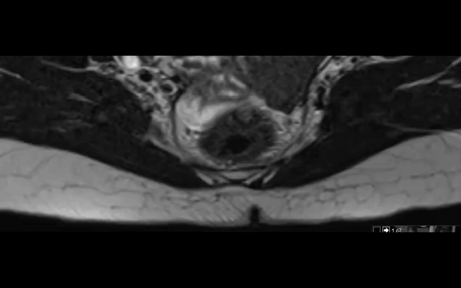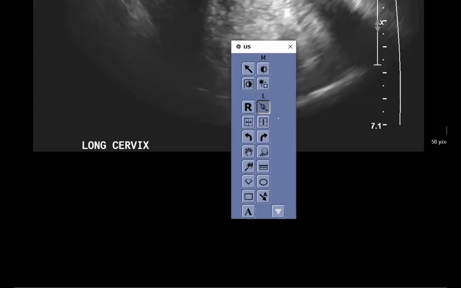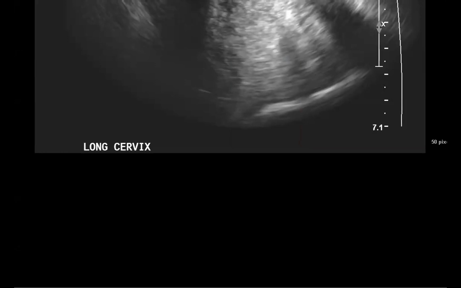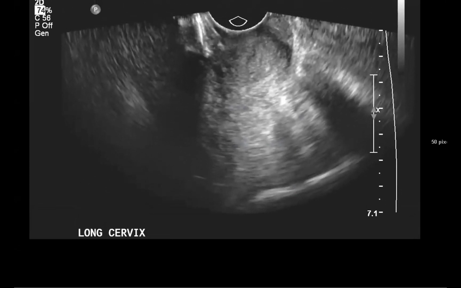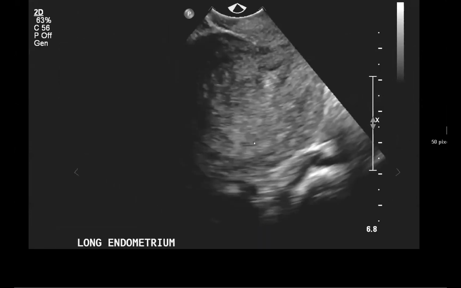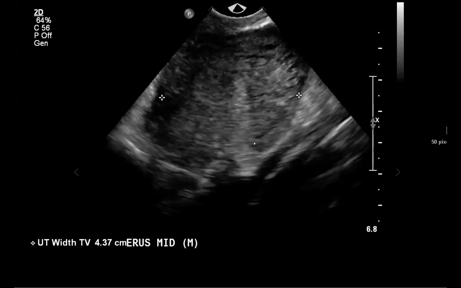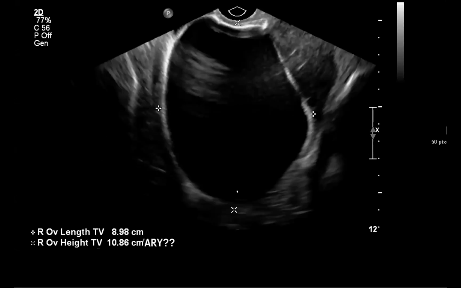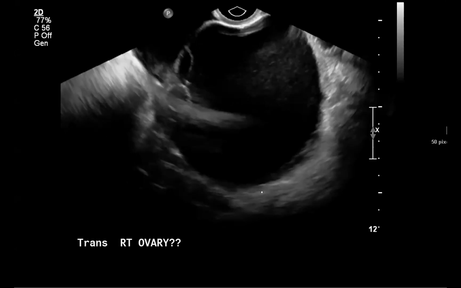My next case is an ultrasound. So this is a young female as well. And this is the lesion I wanted to show you. You can see it's got some echoes in it.